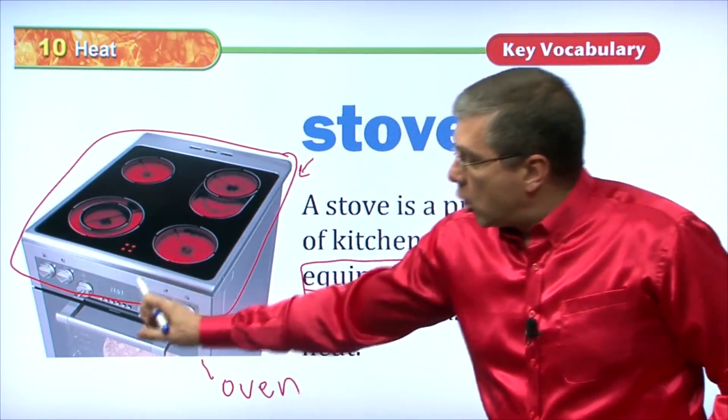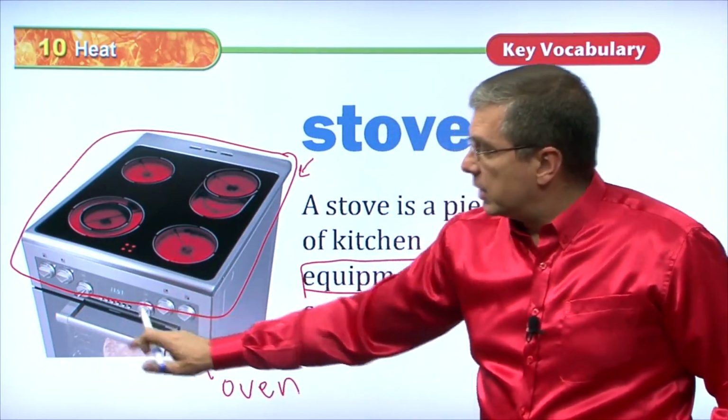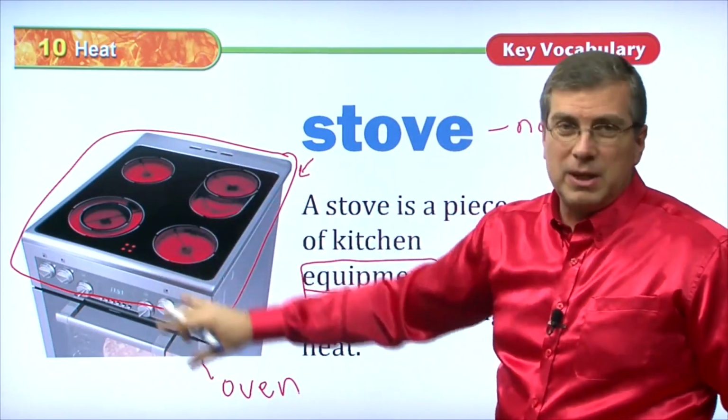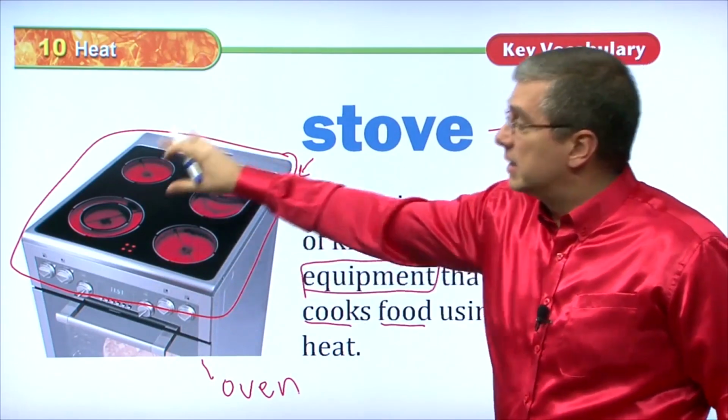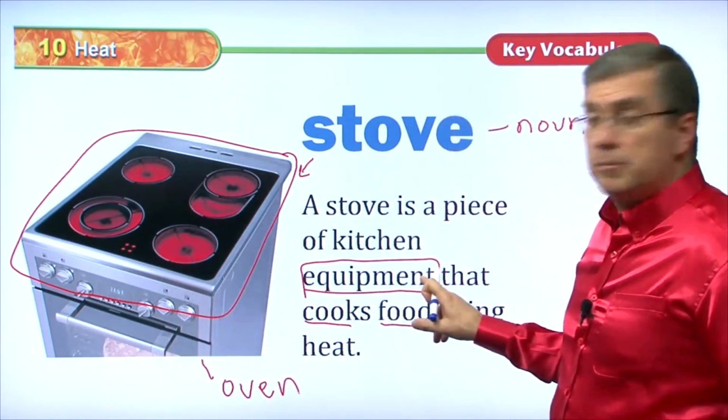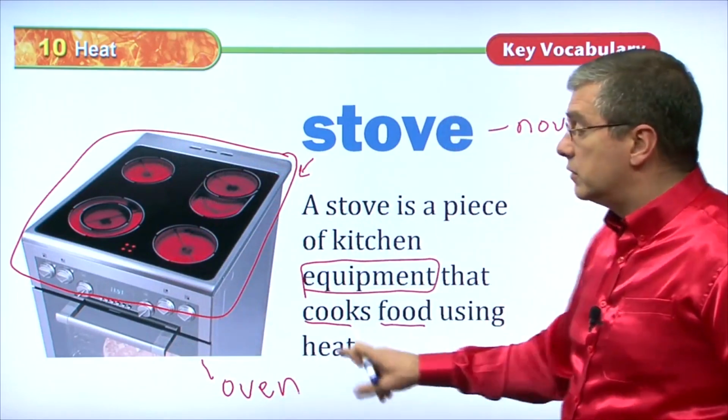Oven. So we open the door, we put things in the oven. We cook things on the stove on the top. So yeah, this is usually one piece of equipment, but there's two parts. The top part is the stove, the bottom part is the oven. They're both equipment that cook food using heat.